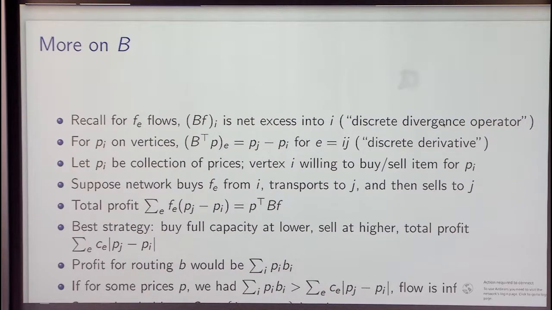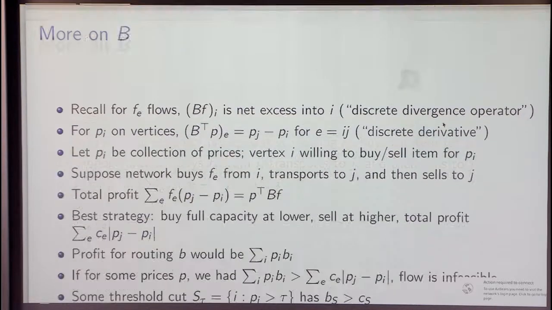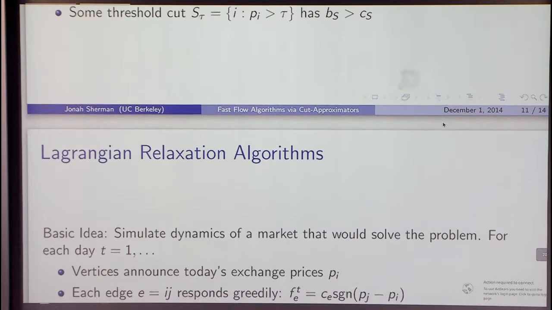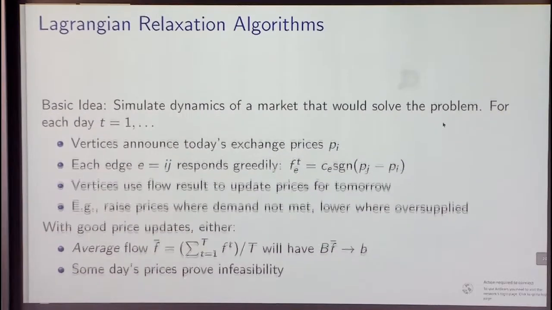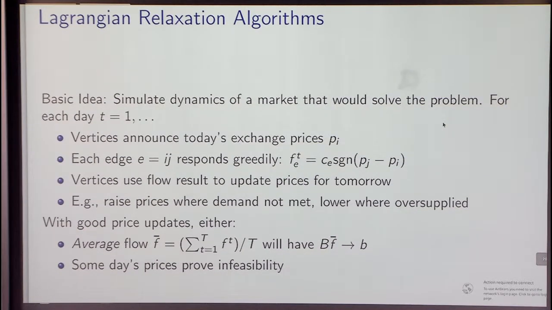So the way our algorithm is going to work is, this Lagrange relaxation, in some sense you can think of it as simulating the dynamics of a market that would solve the problem. So on each day, the vertices are going to announce their exchange prices. Each edge is going to respond greedily, just by doing exactly what I said before. It's going to take full capacity, buy from the cheaper, sell to the higher, and earn that much profit.